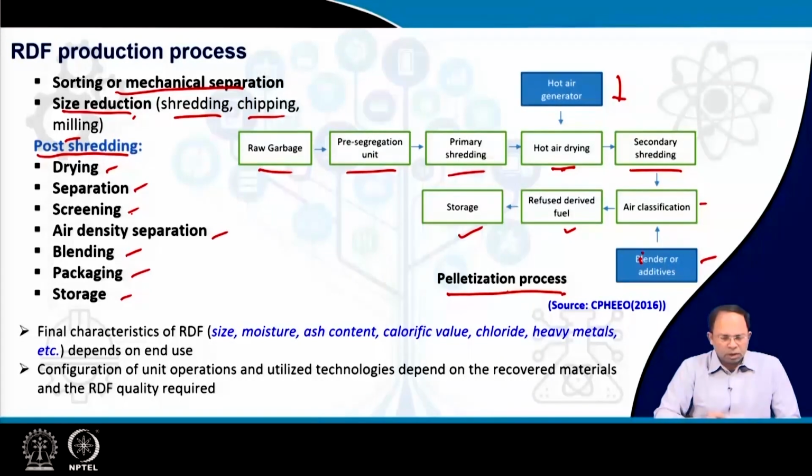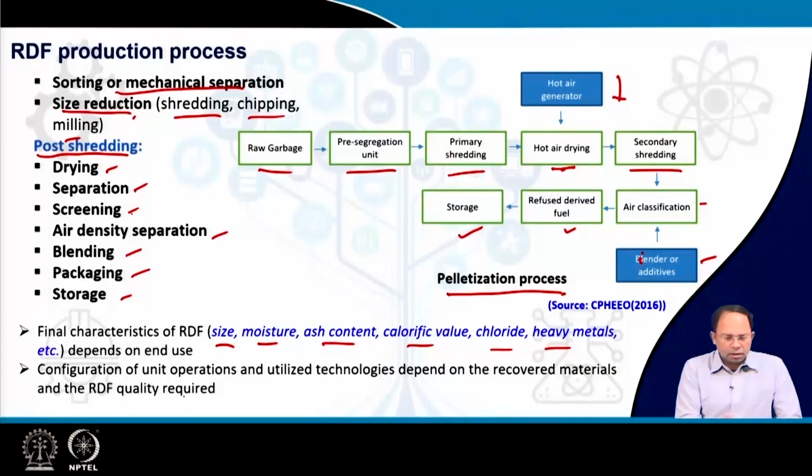So this is the pelletization process, and the final characteristics of RDF or these pellets depend on end use, as we have already discussed. But what are those properties that we are concerned with? We are concerned with size of the particles, because different furnaces will take particles of different sizes, moisture content of that pellet, ash content, calorific value, chloride, heavy metals, and so on. These are the different criteria which have to be checked, and then as per the required criteria at the end use site, we will use that RDF.